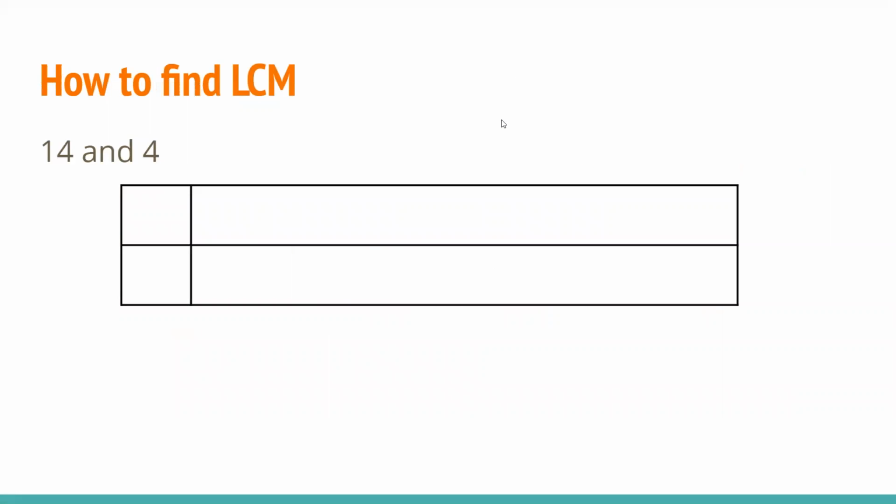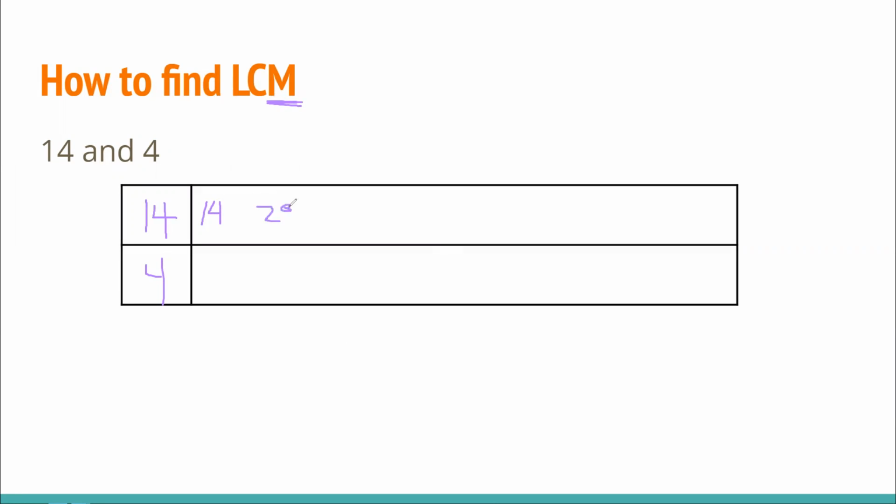So this is the first way. This is probably the way that you were taught originally of how to find the LCM. So I'm going to start off with writing my two numbers in that starting box. When I think LCM, I think of multiples. So I'm going to take 14 times 1 and get 14, 14 times 2 and get 28, 14 times 3 and get 42. I'm going to catch up with my 4 and see if any of these numbers hit.